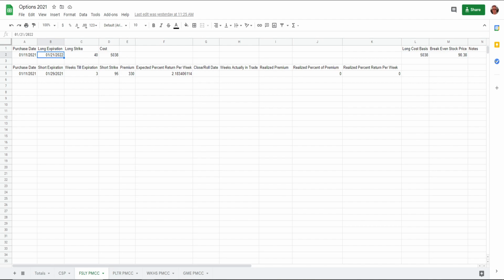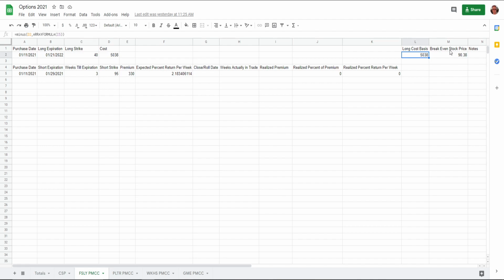And the reason that I divided these up is because, again, I'm shooting for the 2% a week, but I want to make sure that I can keep track of my long cost basis. Because as I sell against this, if I actually realize all of this $330 in premium, then the cost basis of this isn't really 5,000. I could actually sell it to break even for $330 less than this.